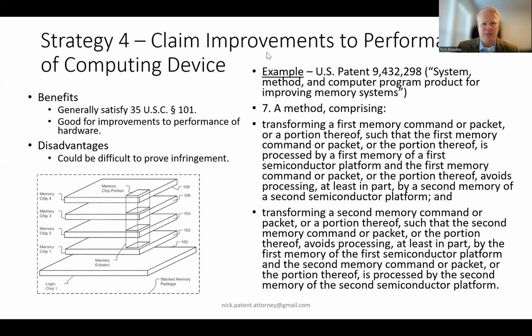Strategy 4, claim improvements to performance of computing device. Benefits: generally satisfies 35 USC 101. I say this is good for improvements to performance of hardware. Disadvantages: could be difficult to prove infringement. So this is, I think, good for cases where, sometimes if you just have internal processing of a computer, it's just processing 0s and 1s, that's not having a lot of big impact on the outside world. It can be more difficult for 35 USC 101 if nothing's happening, basically.